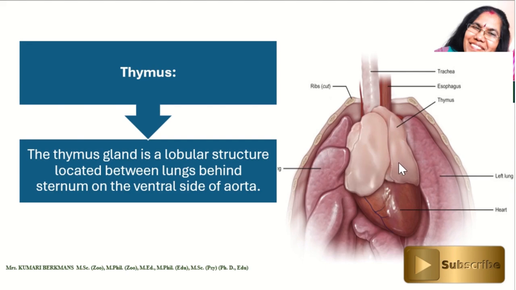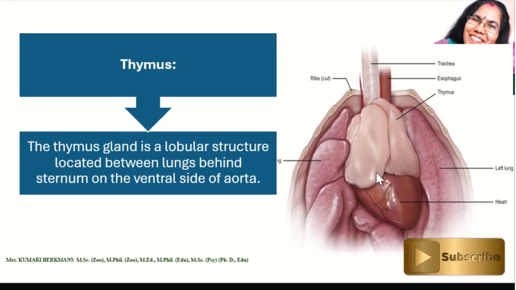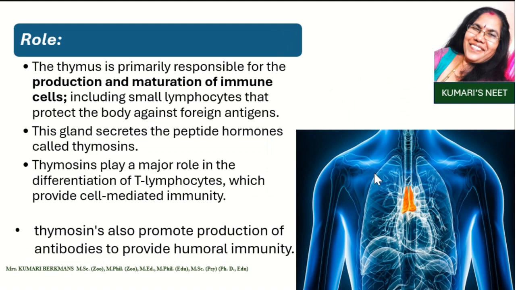Okay, it is a very, very important gland because it produces the cells which protect our body. That is the immune system. The cells involved in the immune system are produced by this thymus gland. And what is the role of this thymus? We are going to see the primary responsibility of this thymus gland is protection and maturation of immune cells.